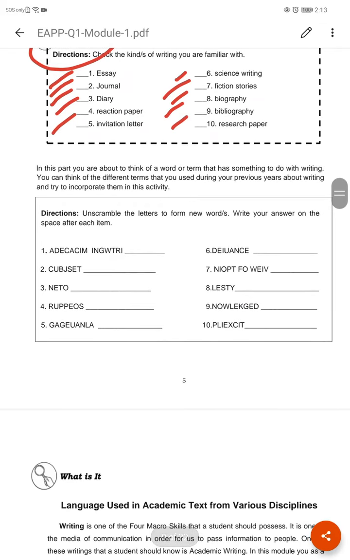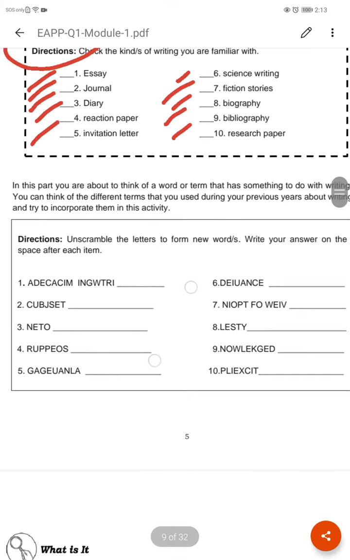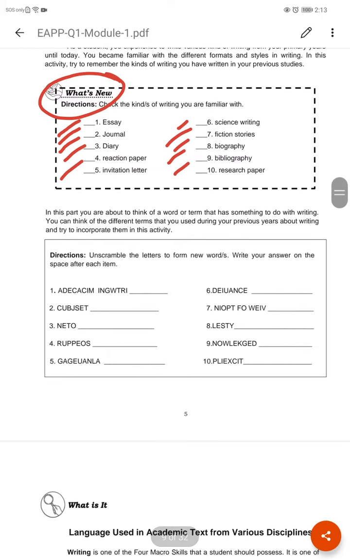In this part, here you're going to answer and this will be graded now. So we have here 10 jumbled words and all you have to do is to arrange them properly. Okay, so unscramble the letters to form new word or words. Write your answer in the space after each item. So on your one whole sheet of paper again, right there, 1 to 10. And then all you have to do is to arrange these letters to form the correct words. Okay, you may pause the video for answering these items.